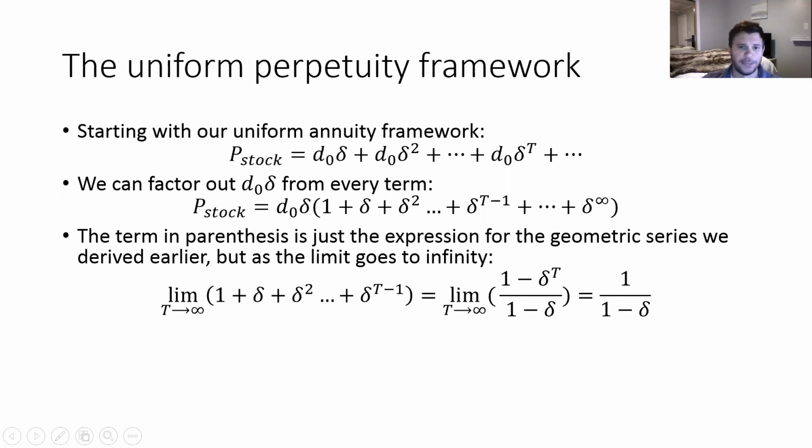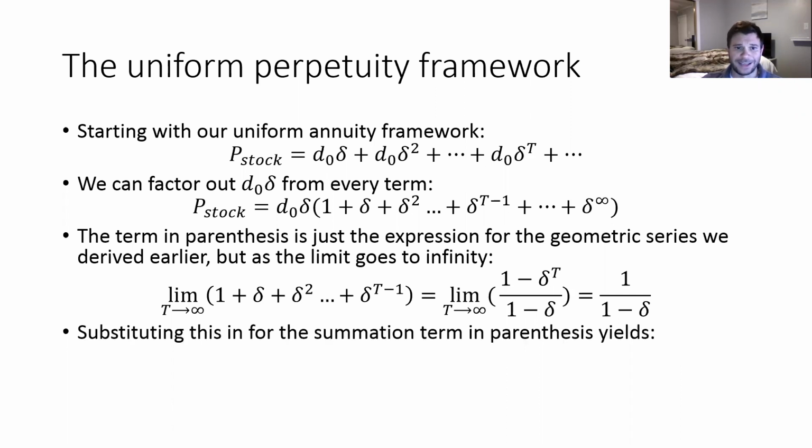And then when we take the limit, recalling that our growth adjusted discount factor delta is between 0 and 1, we wind up in the limit getting a value of 1 over 1 minus delta. And if we substitute this back into our pricing function, then we get a fairly compact expression: the price of the stock is equal to the virtual value D0 times delta over the quantity 1 minus delta.